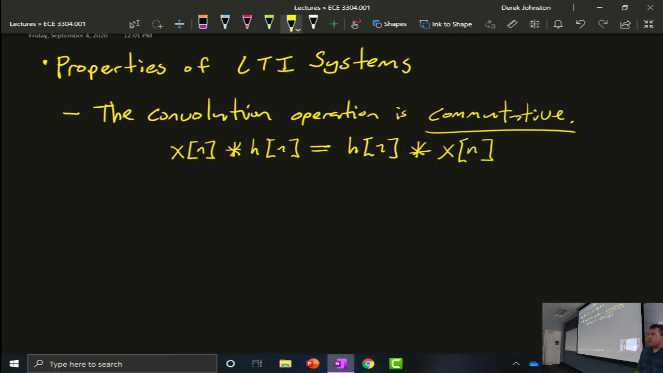Which is kind of cool if you think about it. If x is your signal, then h of n is the impulse response of the system. But if h of n is your signal, then x of n is the impulse response of your system. They're sort of like pairs of each other. That's commutative. So there will be times when we want to spin it around and use the impulse response as the signal itself to do some interesting things.